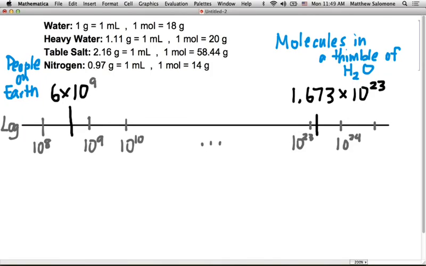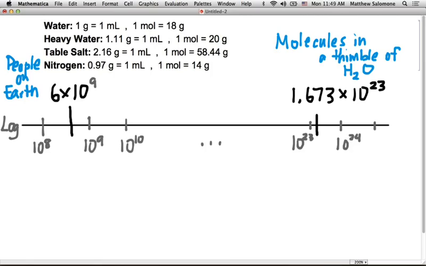So they were working on the water, standard H2O water, and they found out that the number of molecules in their thimble of water was about 1.6 times 10 to the 23. And they went to compare that number with the number of people on Earth and asked the question, how many orders of magnitude separate the number of molecules of water in a thimble with the number of people on Earth?